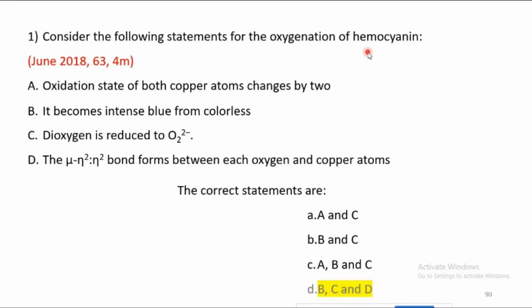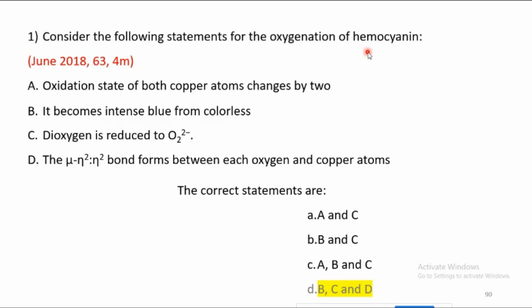Sir, it changes by 1, not by 2. Yes, copper is already in the plus 1 oxidation state. According to the first statement, if it changes by 2 it should be copper 3, but it is not copper 3, it is copper 2 only. So for the first statement we should be very careful. Copper in the 2 plus oxidation state, but the change is not 2 units, it is only 1 unit. So from 1 to 2 it is going, not 1 to 3. So the remaining 3 statements are correct.